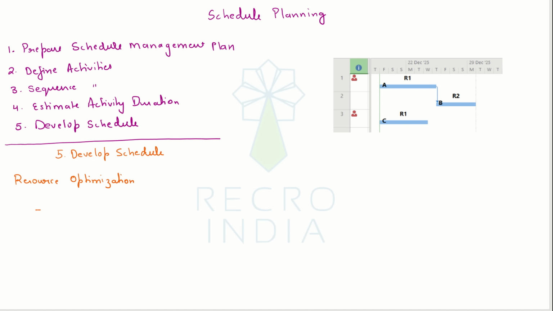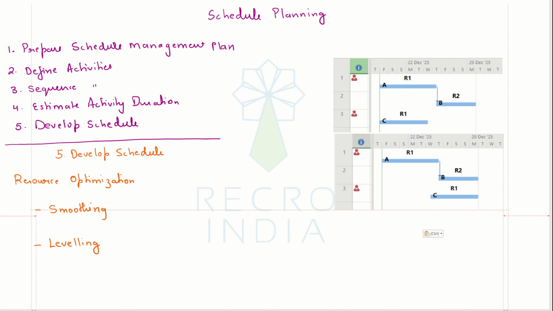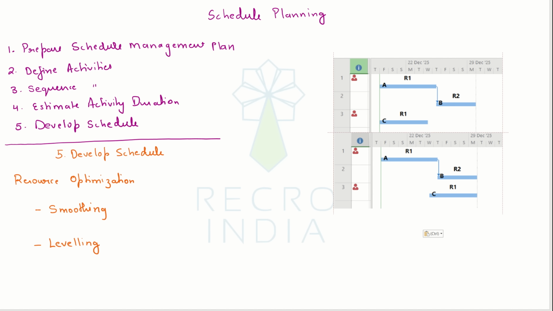Now obviously we cannot finalize the schedule with over allocations in it, so we have to make sure that we resolve these over allocations before the schedule can be baselined. Now there are two ways to do it: smoothing or leveling. In smoothing, we will try to utilize the float that is available, if at all, and then see if this can help us resolve the resource over allocations.